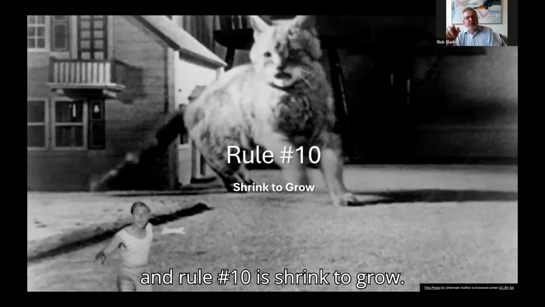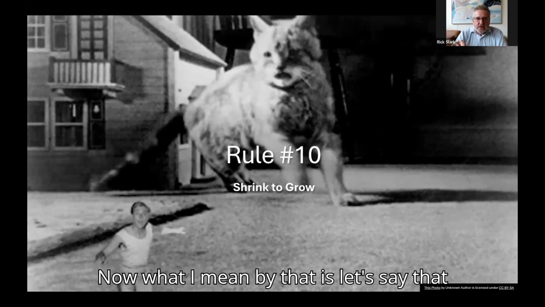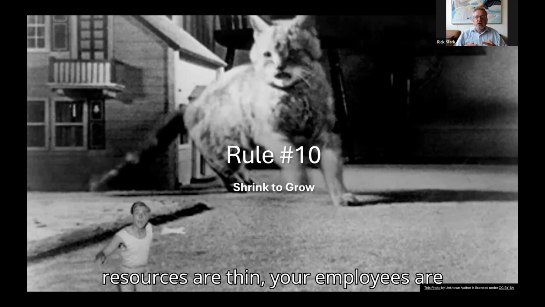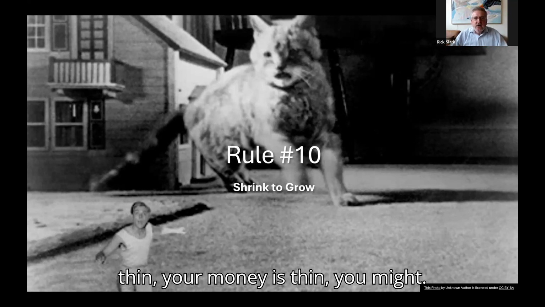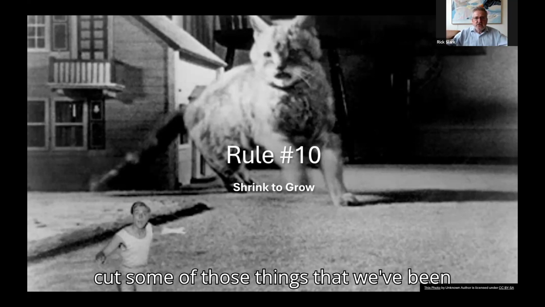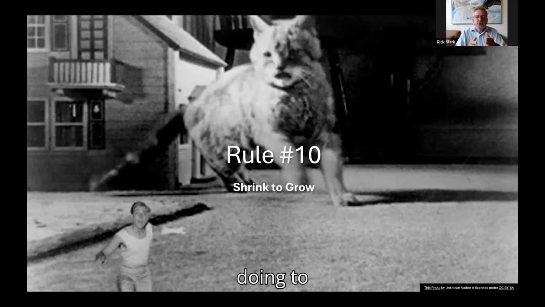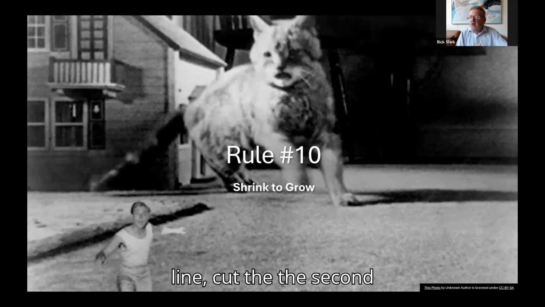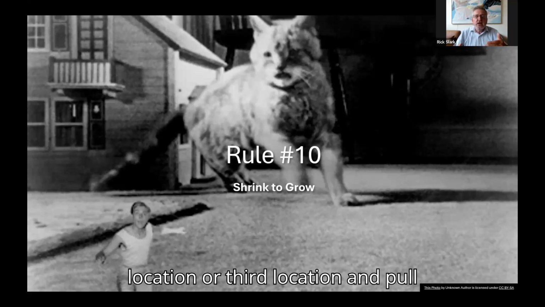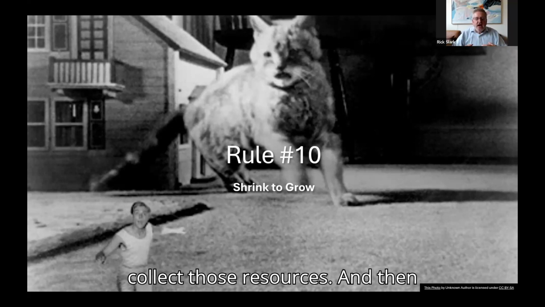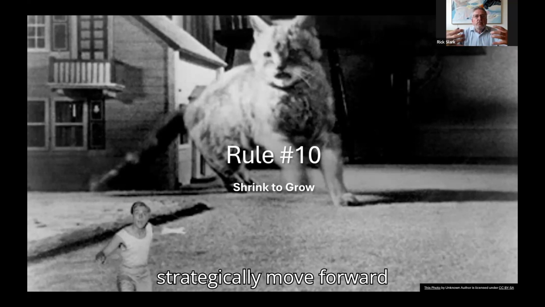And rule number 10 is shrink to grow. Now, what I mean by that is, let's say that you have been going along and now your resources are thin, your employees are thin, your money is thin. You might think we've overextended ourselves. And that does happen. And I'll give you an example in just a minute. So it's okay to cut some of those things that we've been doing, cut the product line, cut the service line, cut the second location or third location, and pull it back, and then collect those resources, and then strategically move forward again.